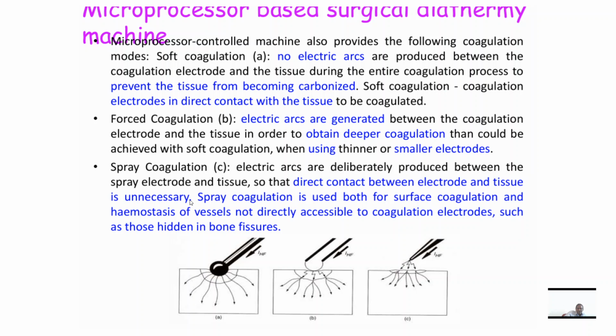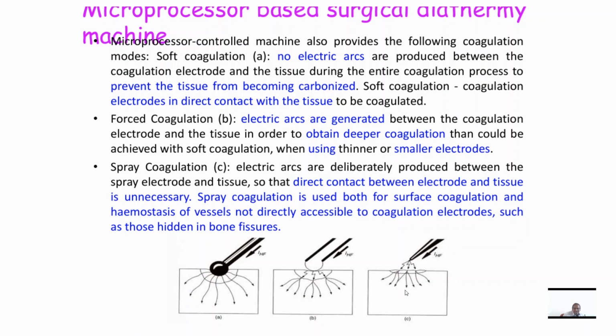In spray coagulation, a spark or spray is developed in the gap. This spray coagulation is used both for surface coagulation and for hemostasis of vessels not directly accessible to the coagulation electrode, such as those hidden in bone fissures. That is the advantage of spray coagulation. So the three diagrams explain: A is soft coagulation, B is forced coagulation, C is spray coagulation.